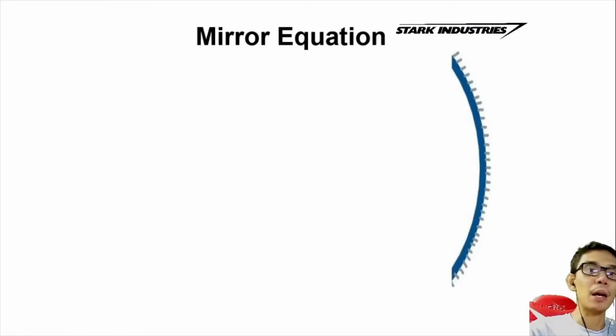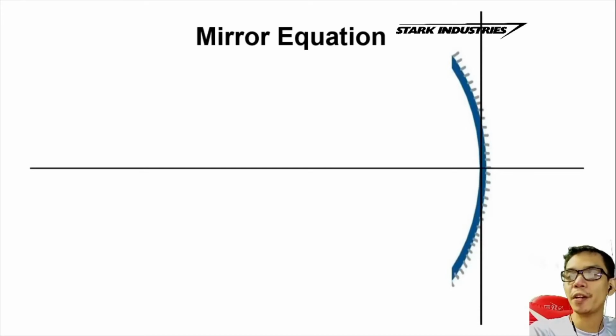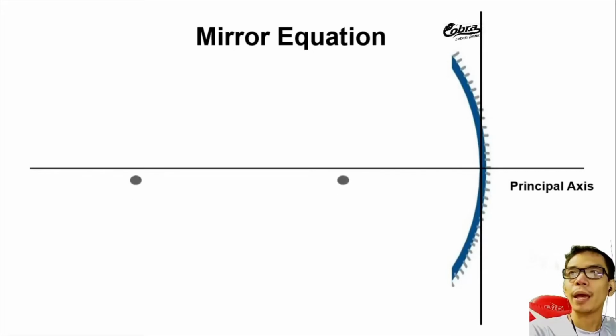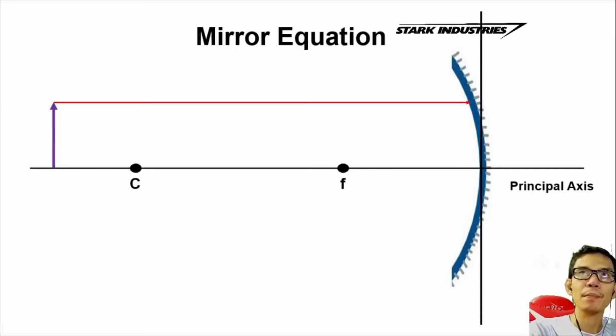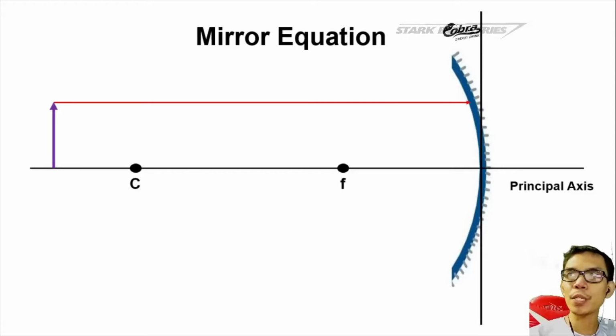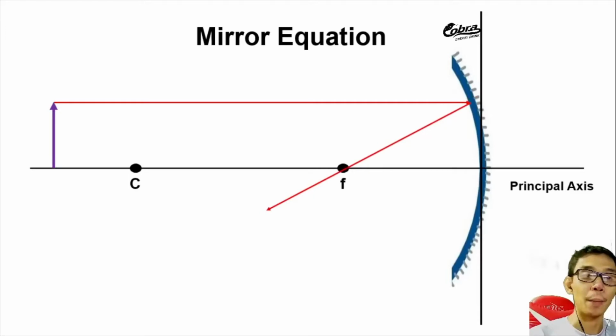Alright, so in a typical ray diagram, like the one that we have right here, the concave mirror, first we have the principal axis, drawn at the center of the mirror, and we have two points, which we call the center of curvature and the focus. Here's your object. And we have the first ray, the principal ray. The principal ray goes parallel to the principal axis, and it goes to the focal point.